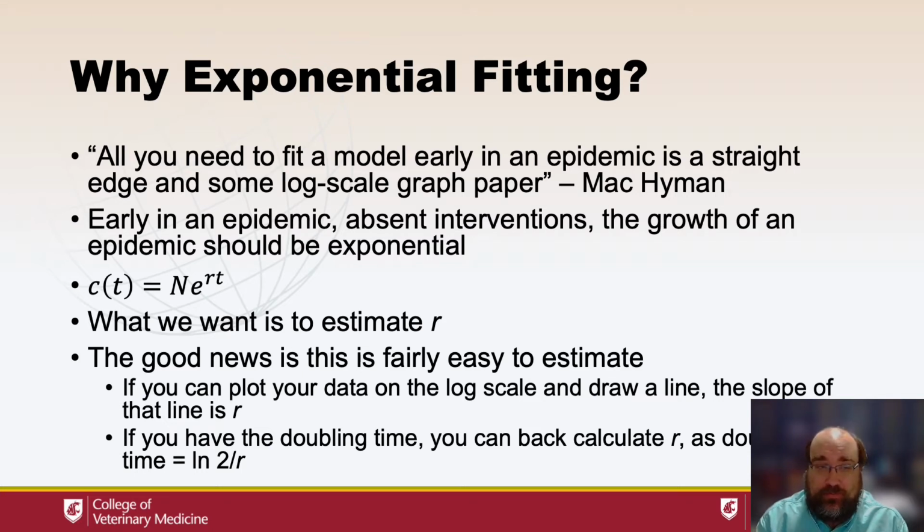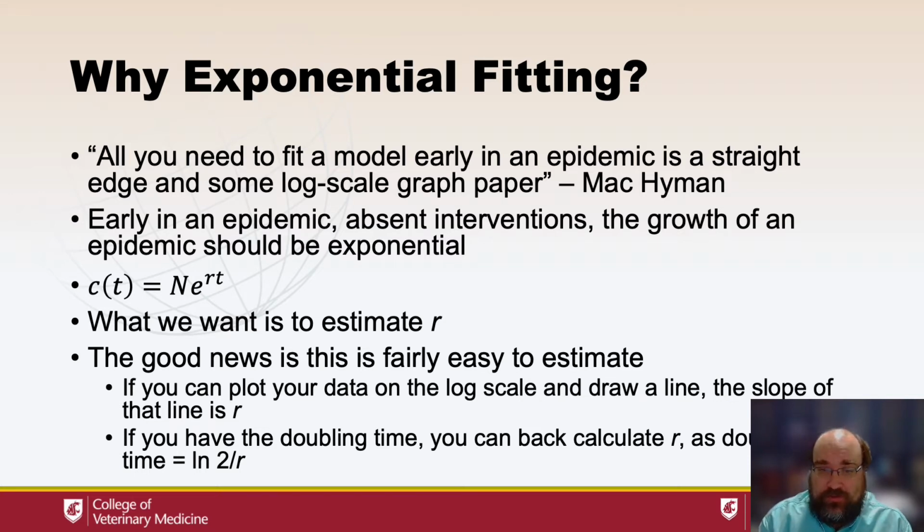get this fairly straightforward. Essentially what you can do is look at this relationship that we have, an equation here, which is that the current case counts, so C(t), the cases at any given point in time, equals the number of initial cases. You can set this to be a constant of whatever you think is appropriate. And then e to the rt, where r is what we're trying to estimate. That's the growth rate, and then time. So the good news is this is very easy to estimate.